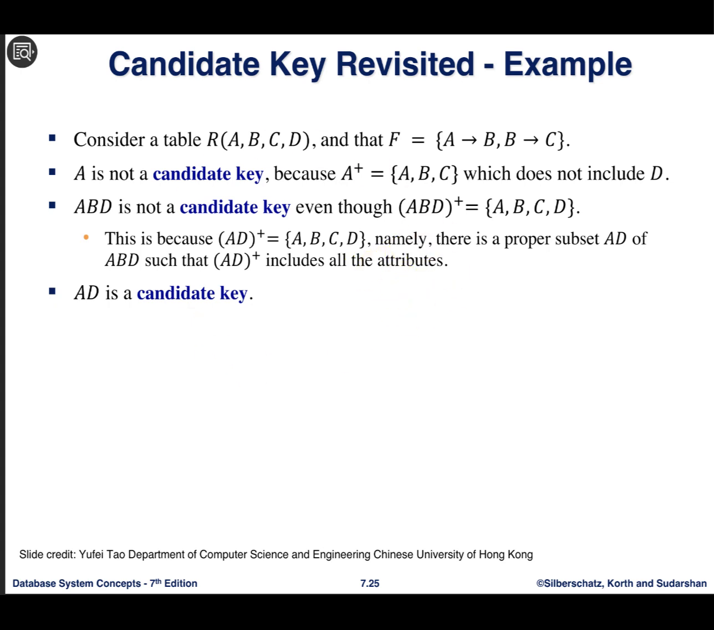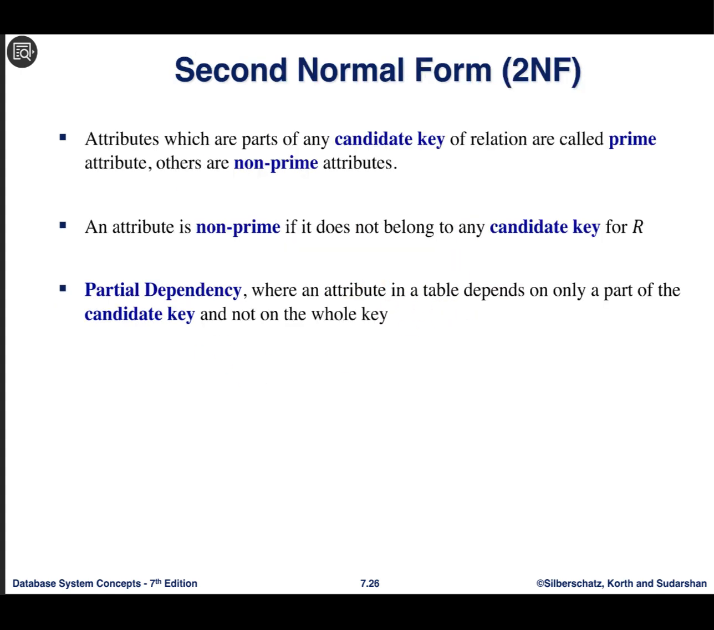Here's how to do this one. Actually, we covered this one, so there's no need to talk about it. The most important thing I need to talk about is the prime and non-prime attributes. When you find out you have a set of candidate keys, maybe you have more than one candidate key.